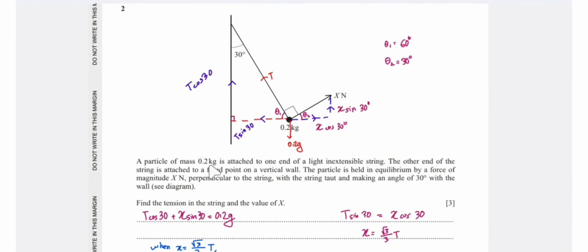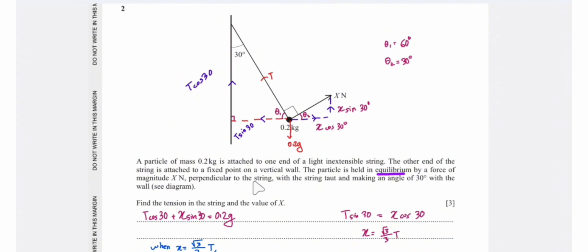Number 2. A particle of mass 0.2 kg is attached to one end of a light inextensible string. The other end of the string is attached to a fixed point on a vertical wall. The particle is held in equilibrium by a force of magnitude x. The particle is in equilibrium, that means the resultant force is 0.